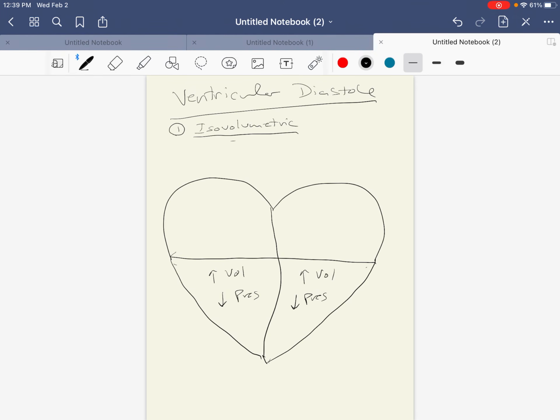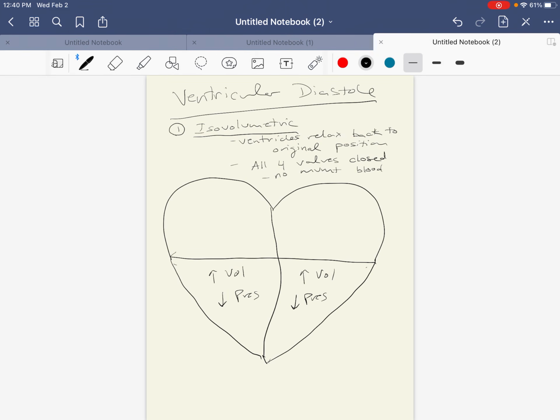So in the isovolumetric period, ventricles relax back close to their original position. When the ventricles relax back to their original position, we lower the pressure, which means that we no longer have a pressure gradient, and there's a period when all four valves are closed. So there's no movement of blood. All four valves are closed.